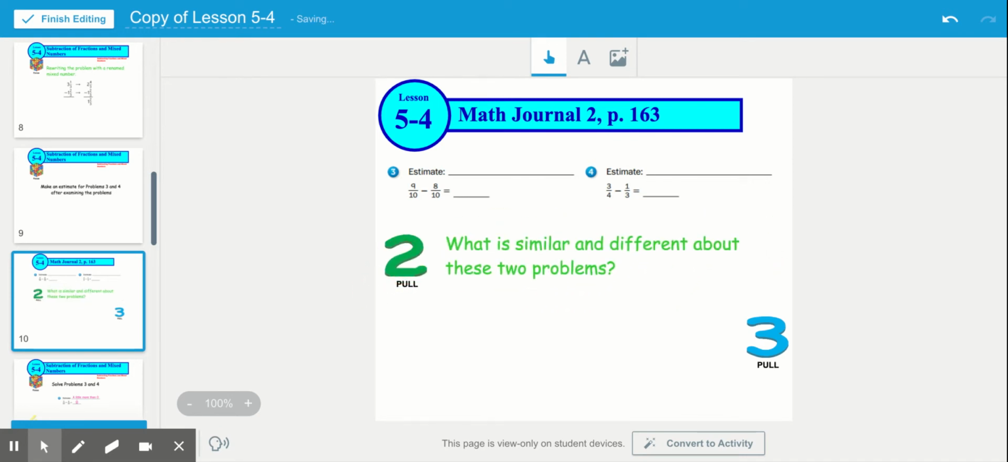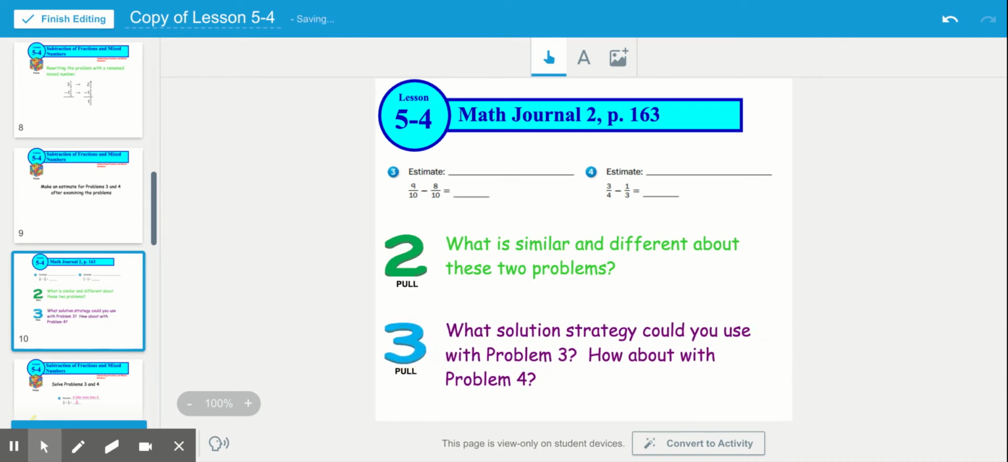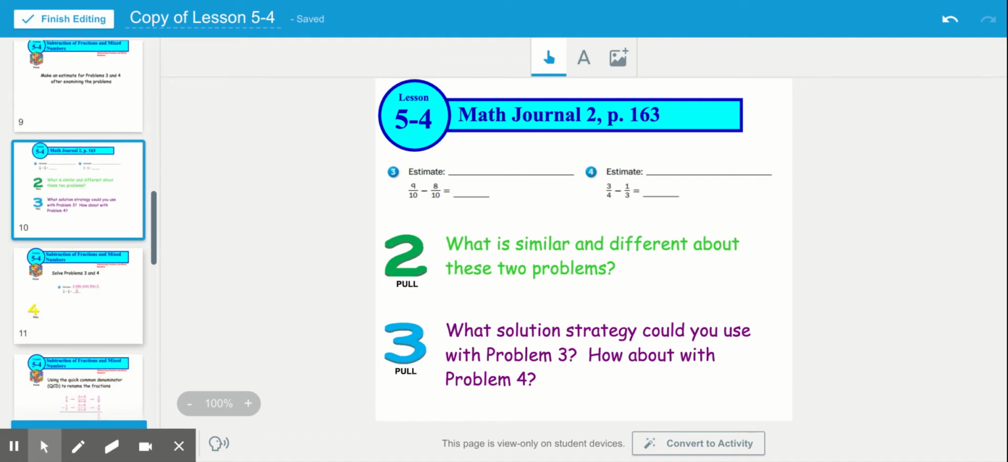So again, ask yourself, are there any more similarities or differences within these two problems? What solution strategy are you going to use for problem 3? And what are you going to do for problem number 4? Why don't you pause your video now, solve these two problems, don't forget your estimate, and then come back and we'll look at each one individually.